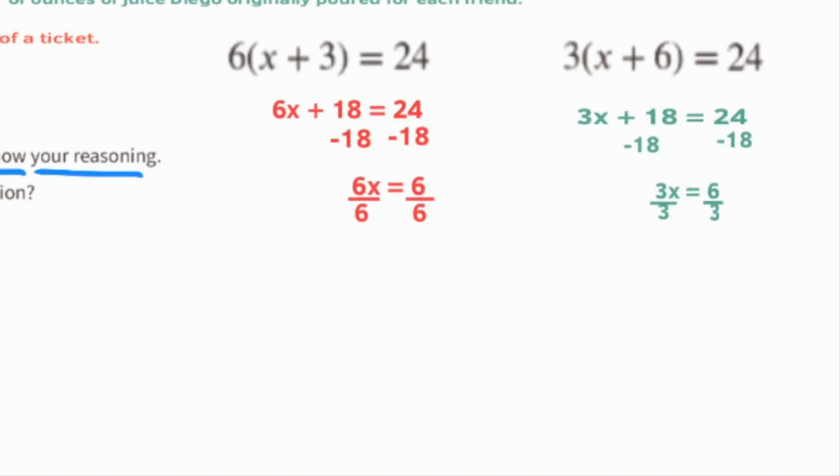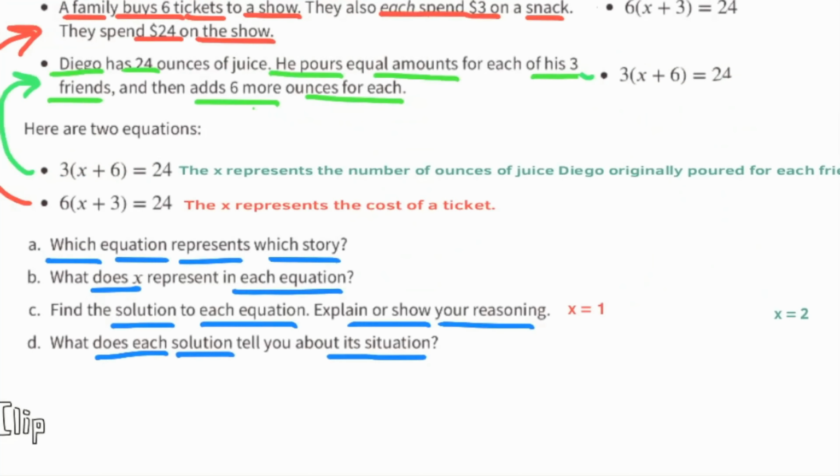On the left in the red, we'll divide both sides by 6. 6x divided by 6 equals 1x, and 6 divided by 6 equals 1. So x equals 1. On the right-hand side in green, we'll divide both sides by 3. 3x divided by 3 is 1x, or x, and 6 divided by 3 is 2. So x equals 2. D. What does each solution tell you about its situation? This tells me that the tickets to the show cost $1 and that Diego originally poured 2 ounces of juice.